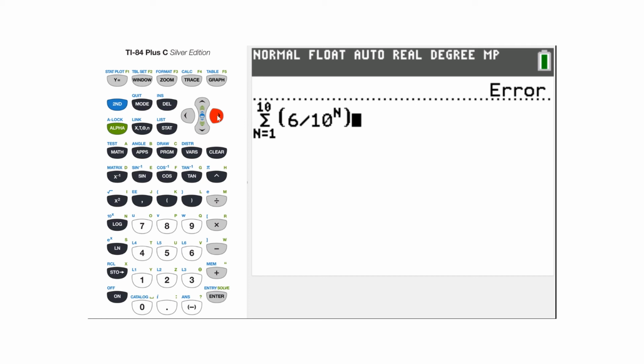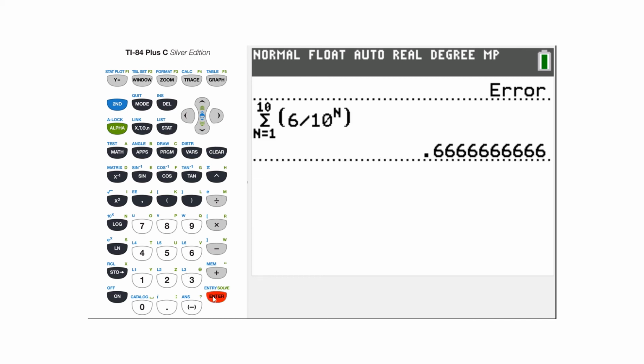And if I think about it, I've got 10 in the denominator, and I'm raising it to a power. So 10 to the first power is 10, so that's 6 over 10 or 0.6. And then if I square 10, it's going to be 100, so that's going to then be 6 100ths. And if I cube 10, that's going to be 1,000th. So that'd be 0.006, on and on and on like that. I'm going to hit enter.